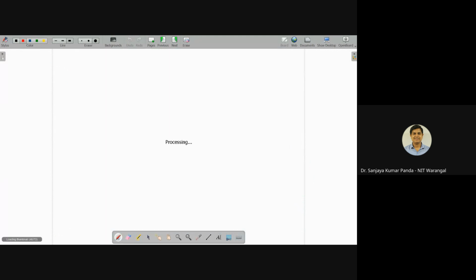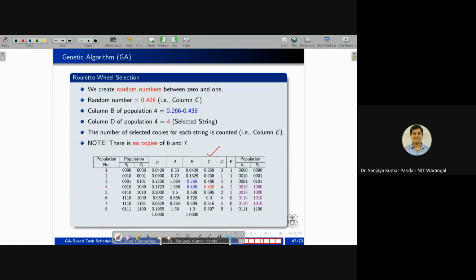Next, what you have to do? Column C represents a random number. You have to generate it in the range of 0 to 1. Any value can come if you generate between 0 and 1. Now you have to check that. Suppose I am taking the random number 0.259. So I have to find a particular population whose cumulative probability is greater than this particular value.